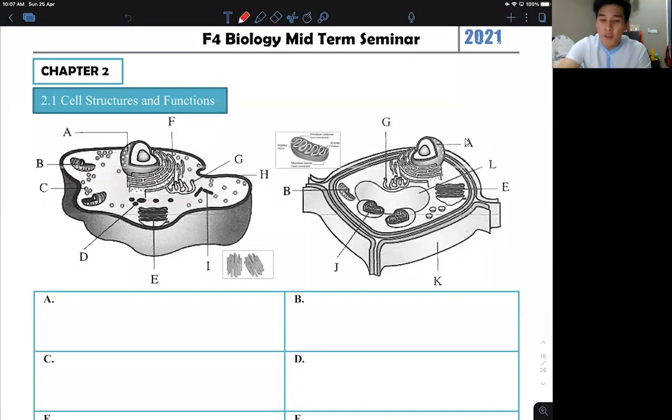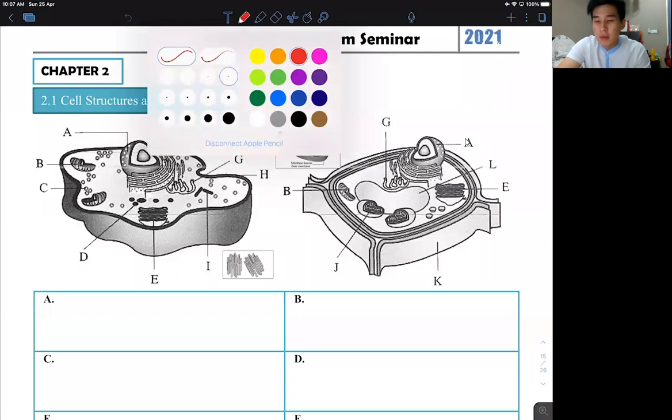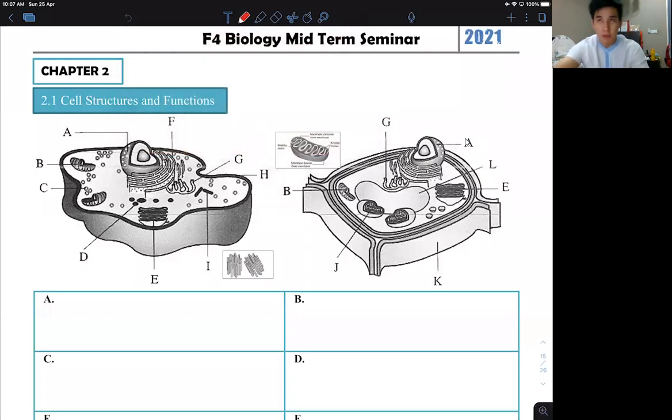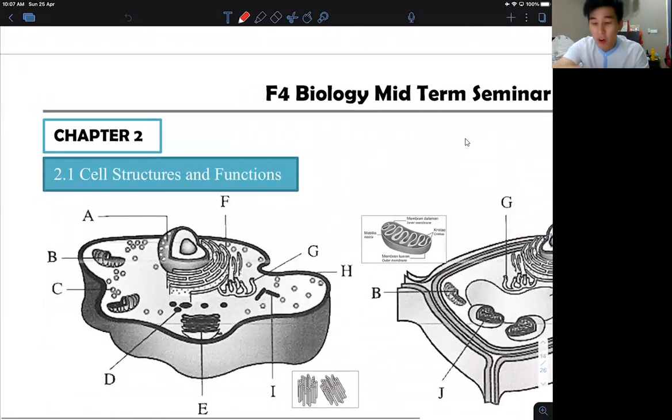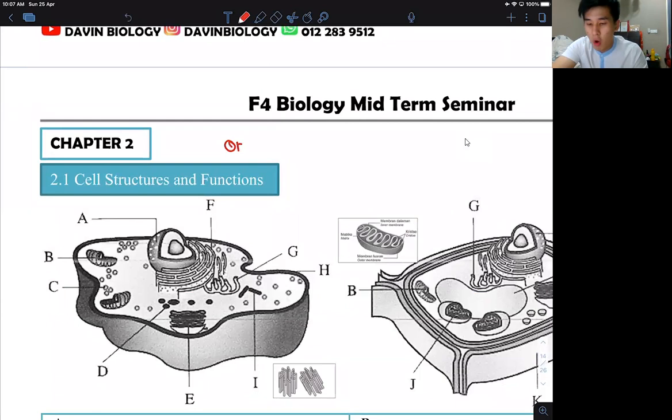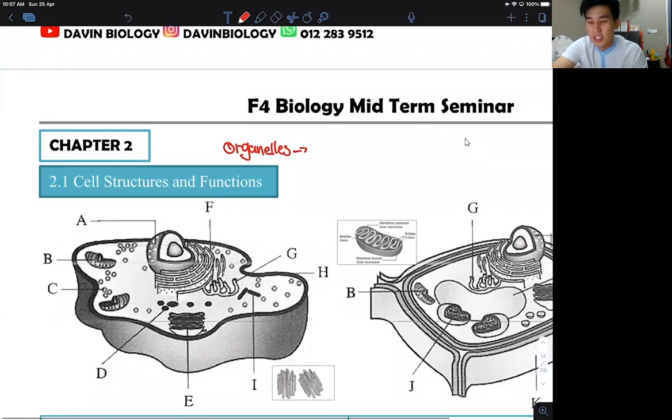Now, for Form 4 Chapter 2, one of the most basic and important things is the cell organelles, also known as 2.1, the cell structures and their functions. You need to know what each structure is, their name, know how to label, and know their function. It's just like labeling the organs in your body and knowing their function. Inside cells, all these structures are called organelles, which literally translates into organs in the cells.